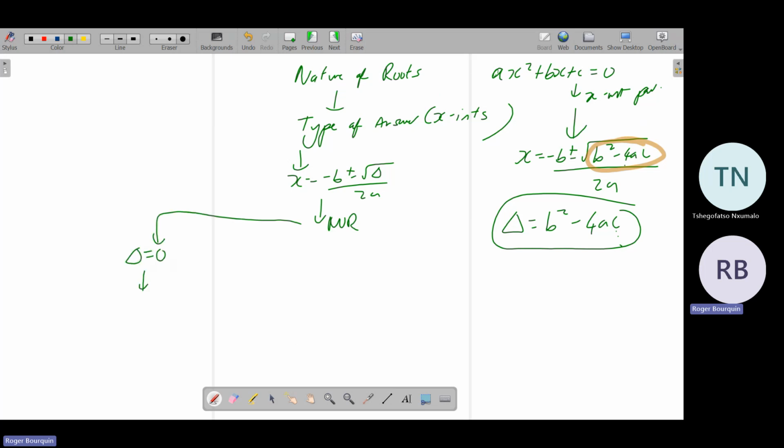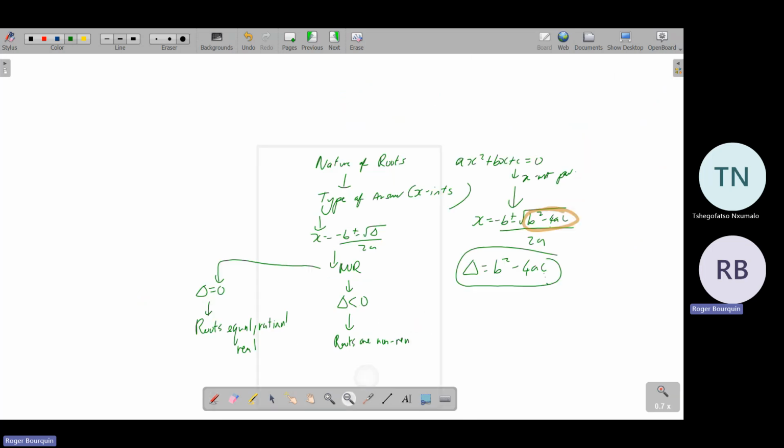To describe the nature of the roots, what type of answers you get, well, if delta is equal to 0, what does that mean? How many answers? Roots are going to be what? Equal and rational, because the square root has disappeared, right? And real. If delta is less than 0, we get a negative under the square root. So what are my roots? Roots are non-real, which means there are no solutions to the equation.